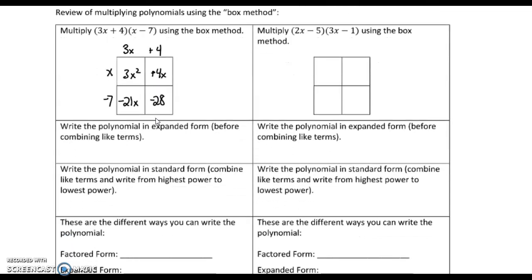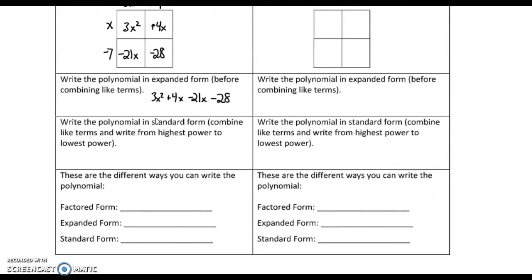So it says, write the polynomial in expanded form before combining like terms. So this is expanded form when we have 3x squared plus 4x minus 21x minus 28. Now it says, write the polynomial in standard form. Combine the like terms and write from the highest power to the lowest power. So we have 3x squared, the 4x minus 21x becomes negative 17x, and then minus 28.